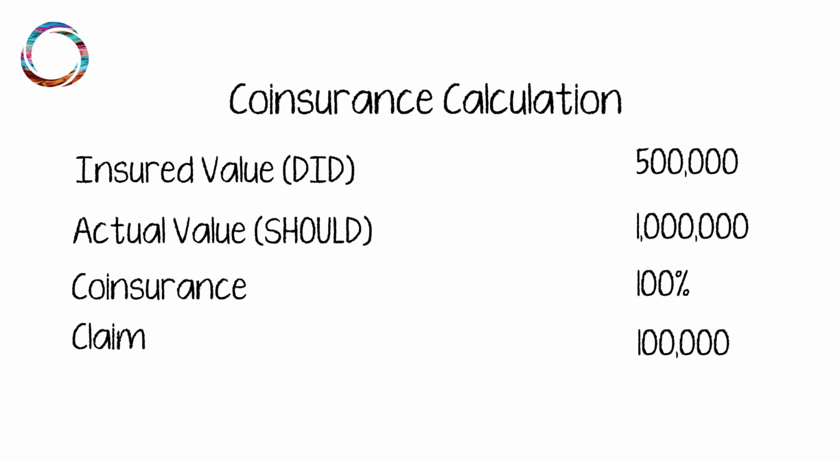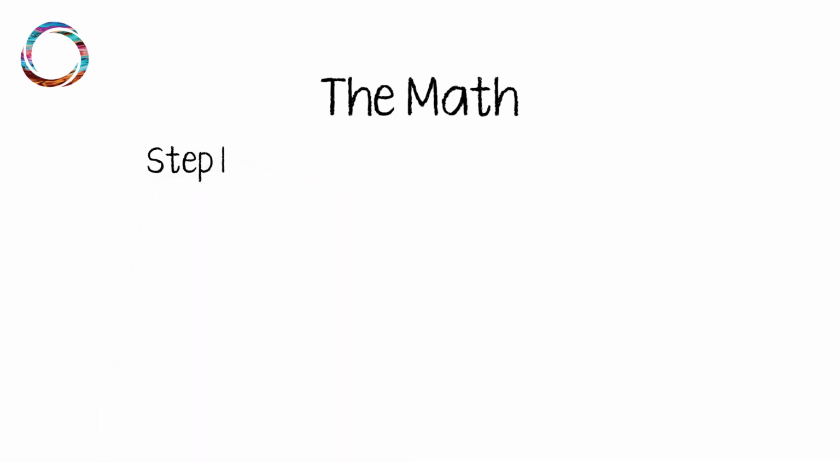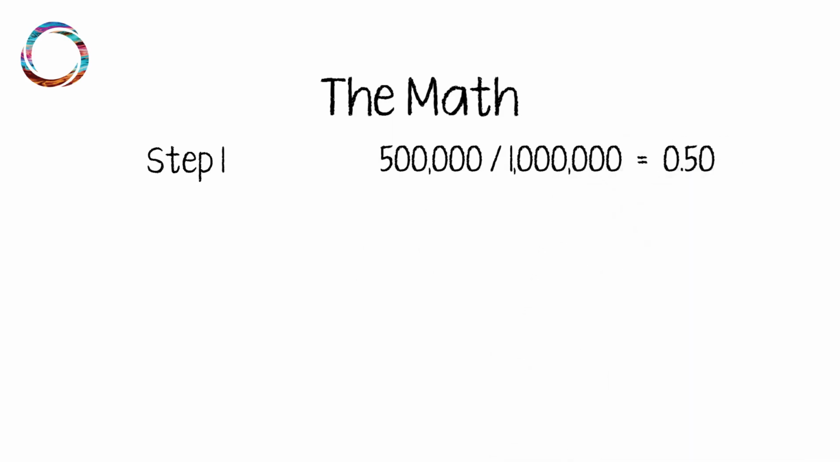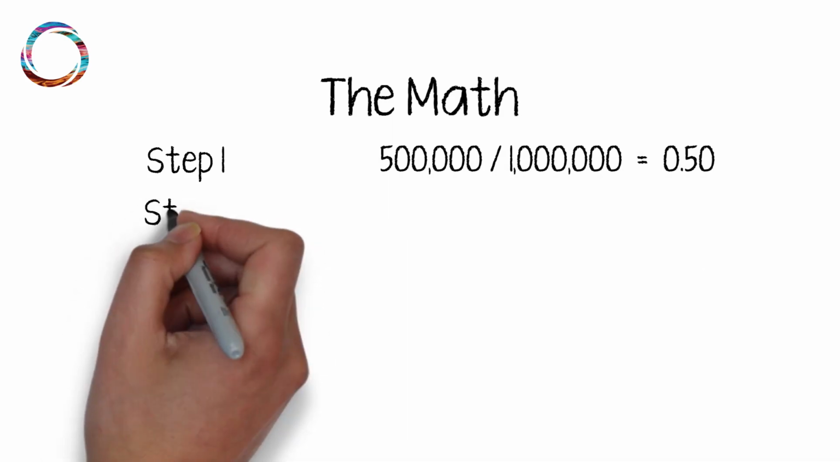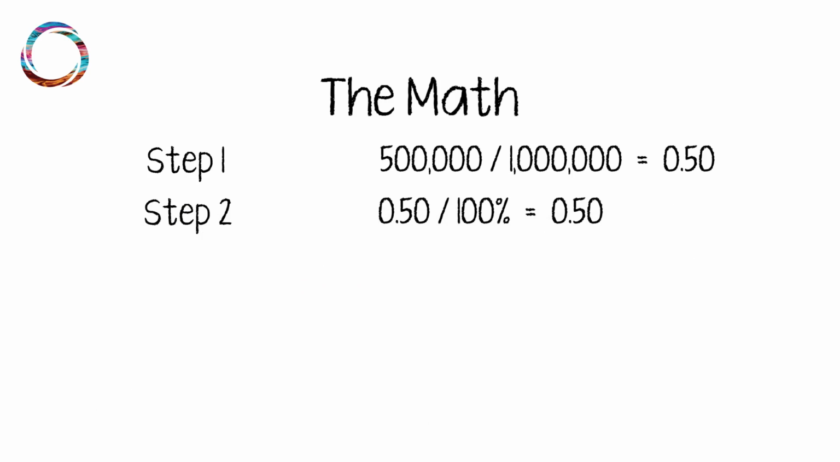So using a 100% coinsurance clause, let's take a look at the math. The first step's real easy. We take the value that we did insure our building for and we divide it by the value that we should have insured our building for. So for this example, $500,000 divided by $1 million gives us a factor of 0.5 or 50%. In step 2, we modify that 0.5 by the coinsurance amount. Since the coinsurance amount is 100% for this example, the 0.5 remains 0.5.